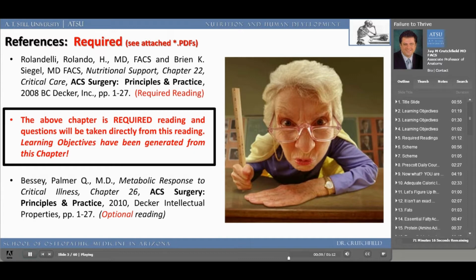Read this chapter from the American College of Surgeons textbook, Surgery, Principles and Practice, called Nutritional Support, Chapter 22. In conjunction with this presentation, you'll be ready to hit the wards when you're a third-year student.